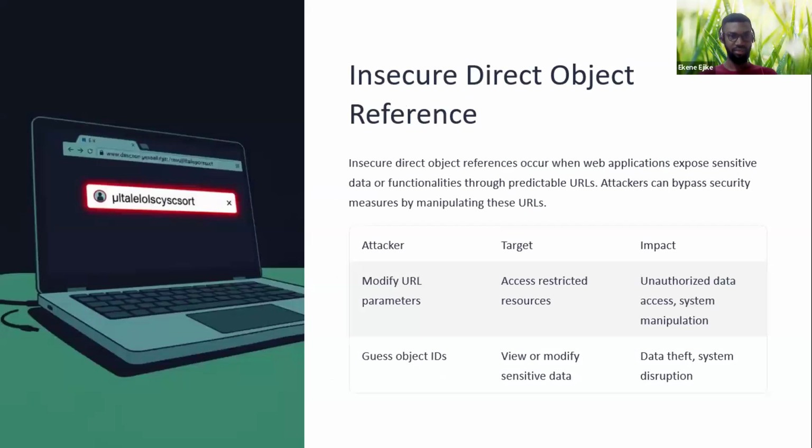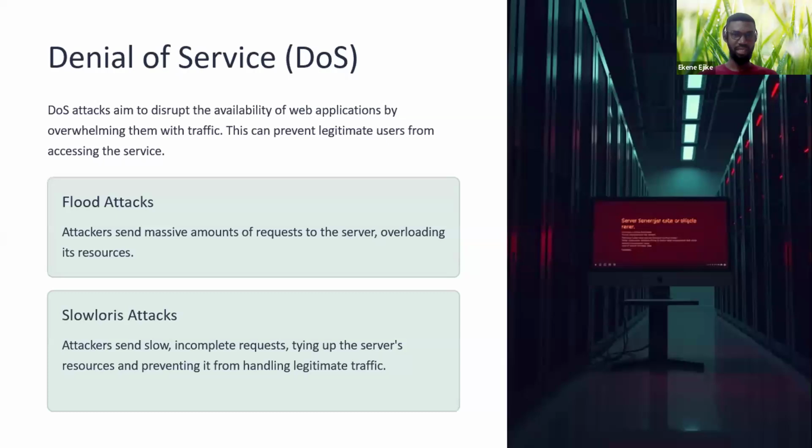Insecure direct object reference. This comes under weak access control, which I spoke about. It's just a sub-vulnerability under that category, weak access control, the first vulnerability on that list. So it involves user A being able to see user B's details. That's what this is about. Then the next one is denial of service.